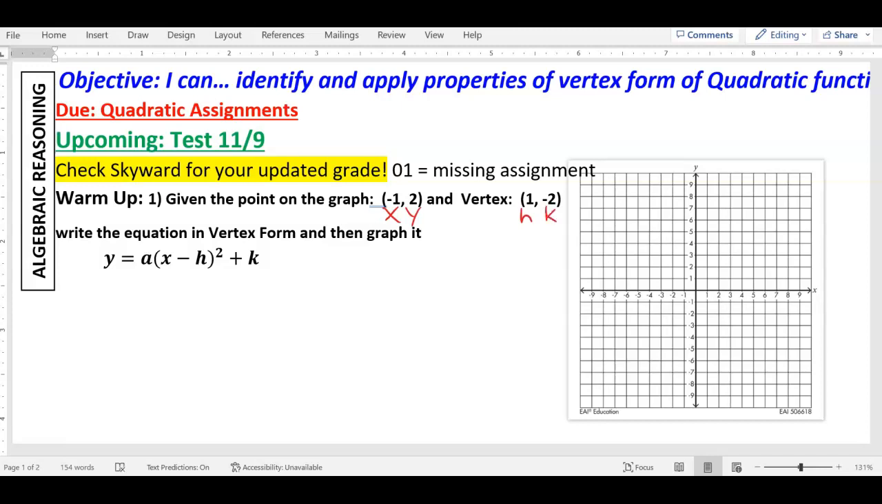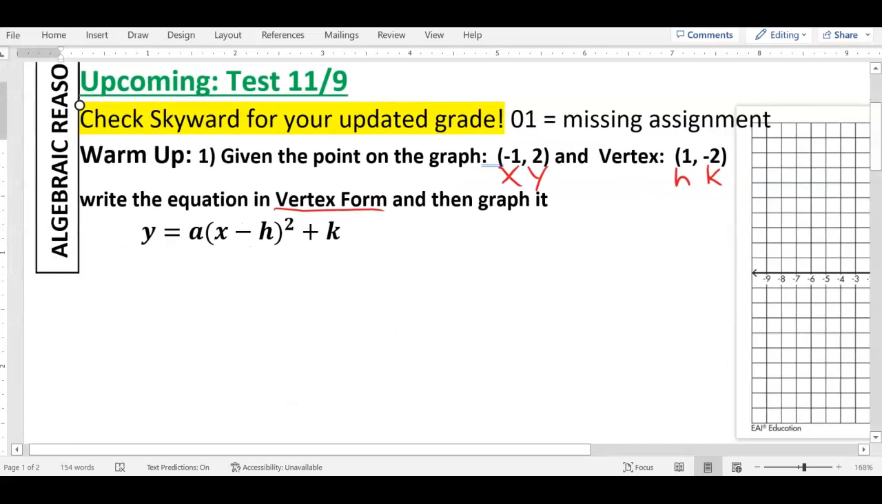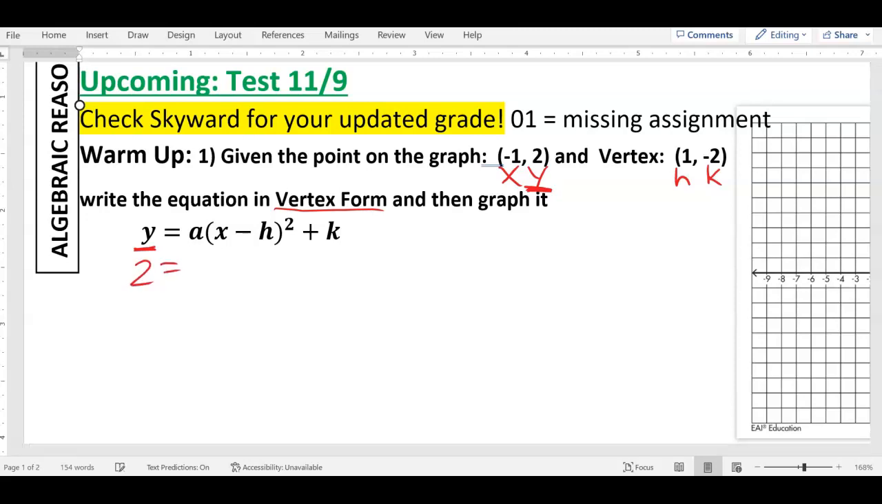So you're going to plug in that x, y, h, k into this formula. Okay. And this is called vertex form, right? From yesterday. So here we go. Let's plug this in. What do I put instead of y? 2 equals, now a is going to stay the same because that's what we're solving for. Okay, parentheses.